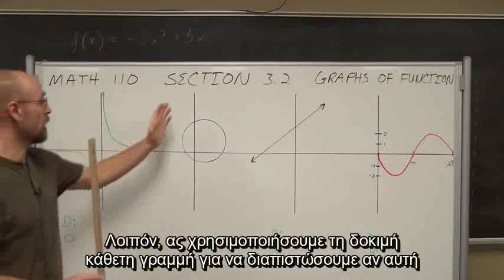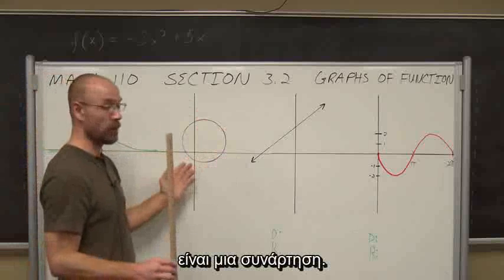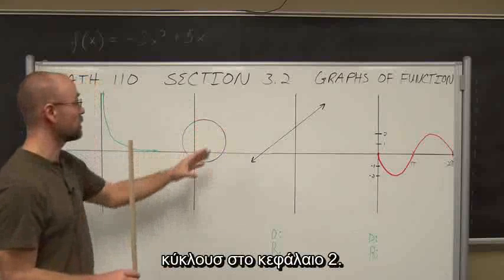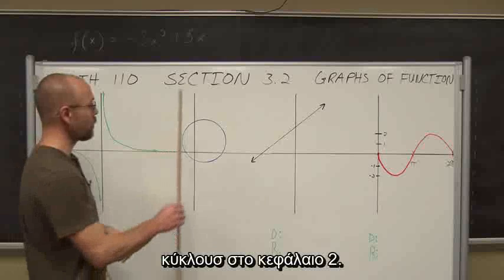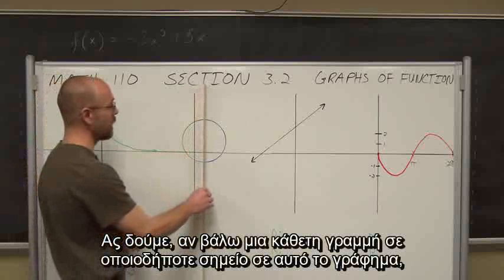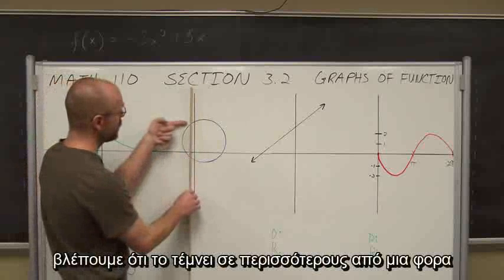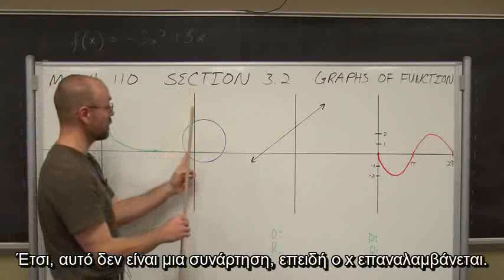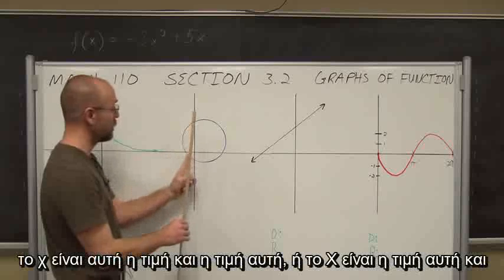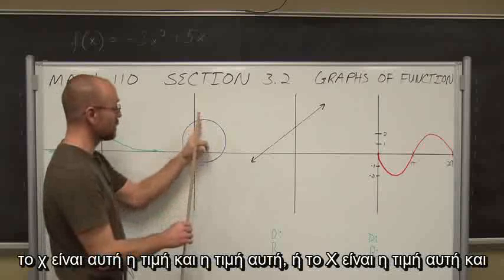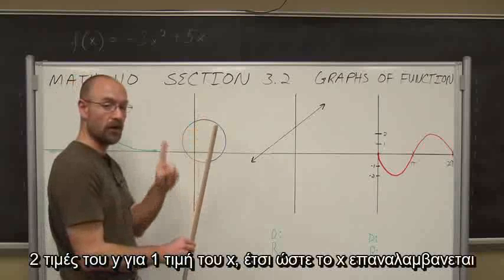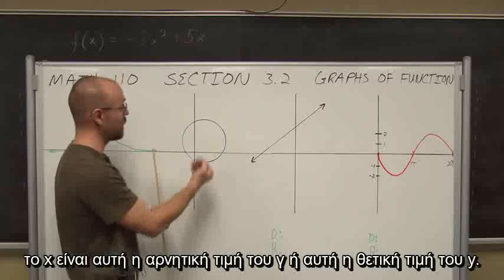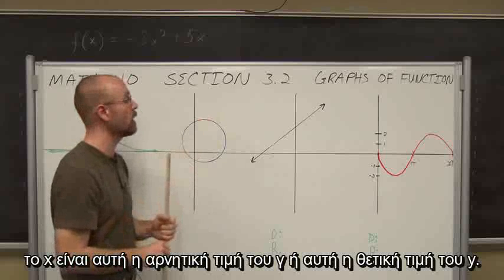Well, let's use the vertical line test to determine if this is a function. Now, we recognize this as a circle, and we just explored circles in Chapter 2. If I put a vertical line anywhere on this graph, we see that it intersects it in more than one place. So this is not a function because x repeats. x is this value and this value, two values of y for one value of x, so the x is repeating. x has this negative value of y or this positive value of y.